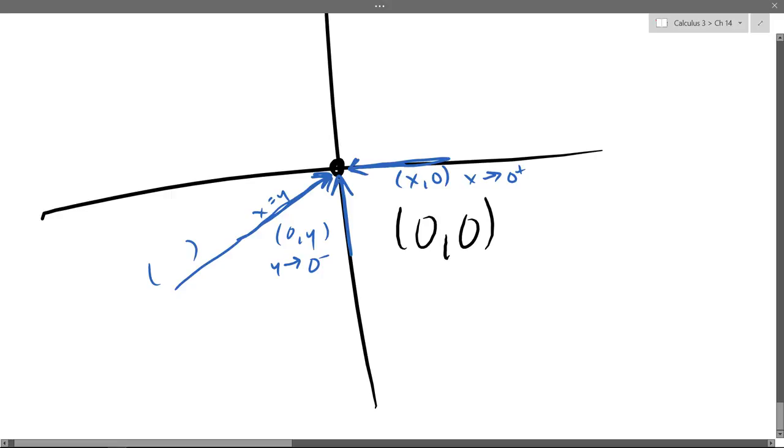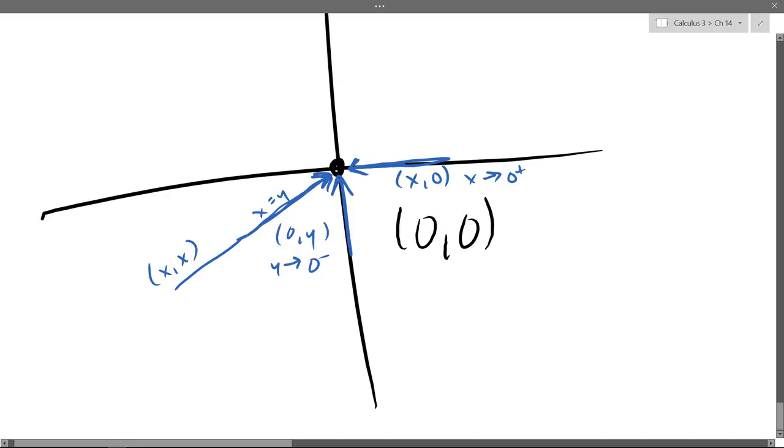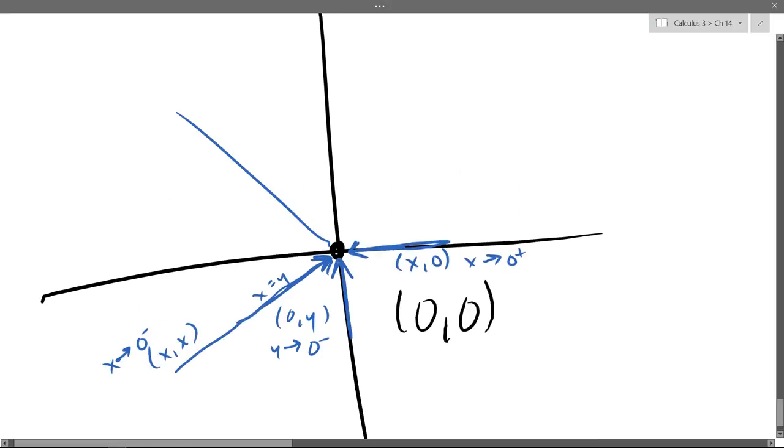I could write x comma y. I could also write, if I could write what I say, x comma x, because x equals y. And then, in this case, x is approaching 0 from the negative side. Let's go along this line. So this line has a slope negative 1. So this one is y equals negative x, or x equals negative y, however you want to write it.